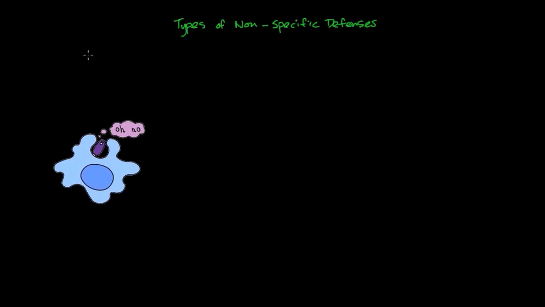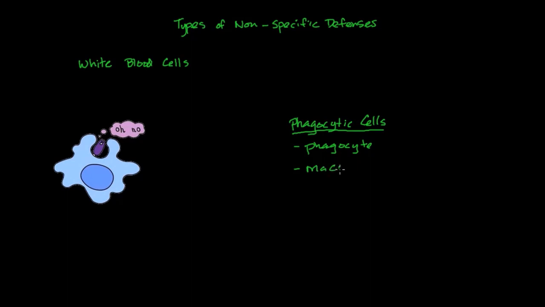The third type of nonspecific defense involves white blood cells. White blood cells play a major role in immunity. And in nonspecific immunity, there are three types of white blood cells. The first one are called phagocytic cells, such as a phagocyte and a macrophage. PHAG means to eat. CYTE means cell. So this is a cell that eats. Macro means large, phage means to eat, so a macrophage is a large white blood cell that eats.